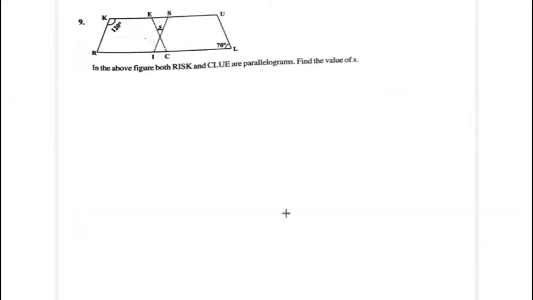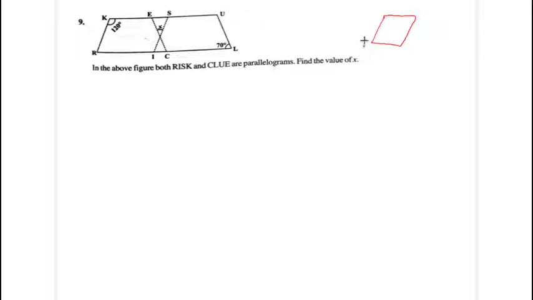Now come to question number 9. This is a very easy sum. If you look at the figure, you will think, wow, what a tough sum we have got. Actually not. It is a very easy sum. Let us discuss it. First of all, what is given? In the above figure, both RISK and CLUE are parallelograms. So here two parallelograms are given, RISK. Okay, so let us draw it.